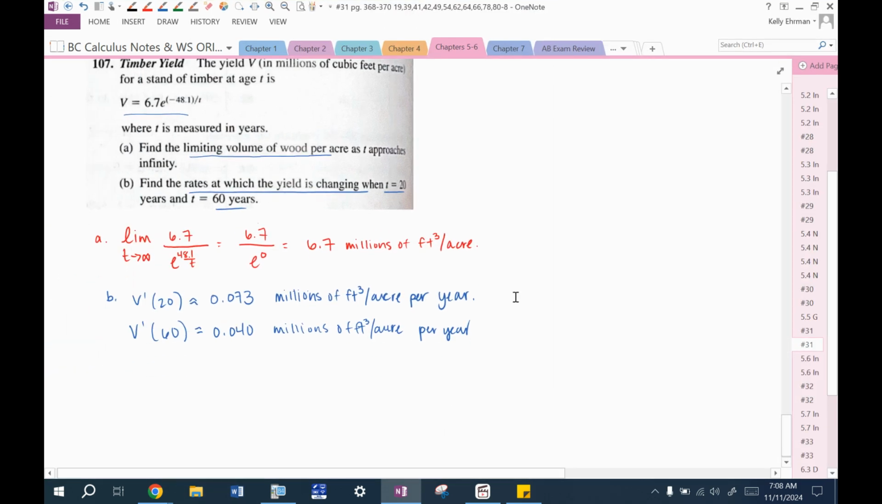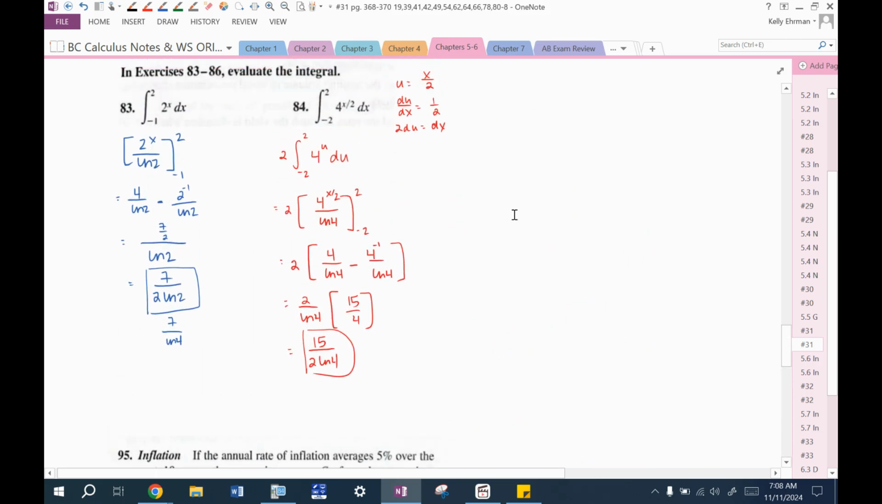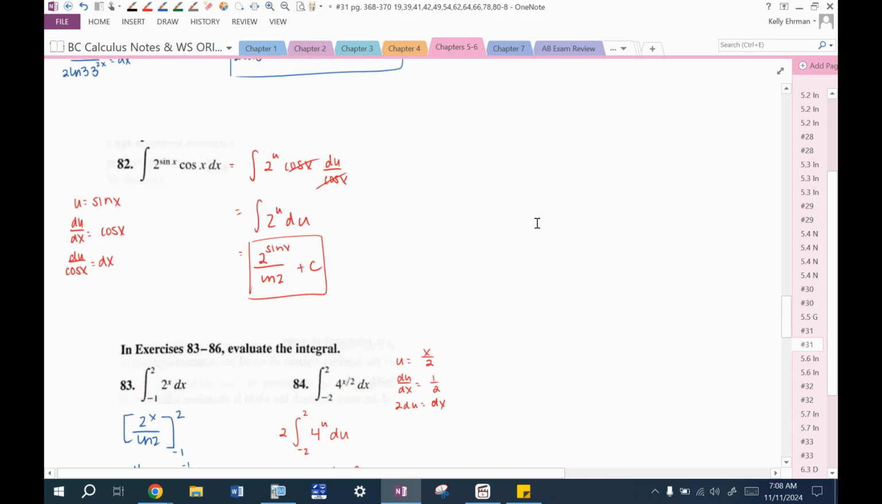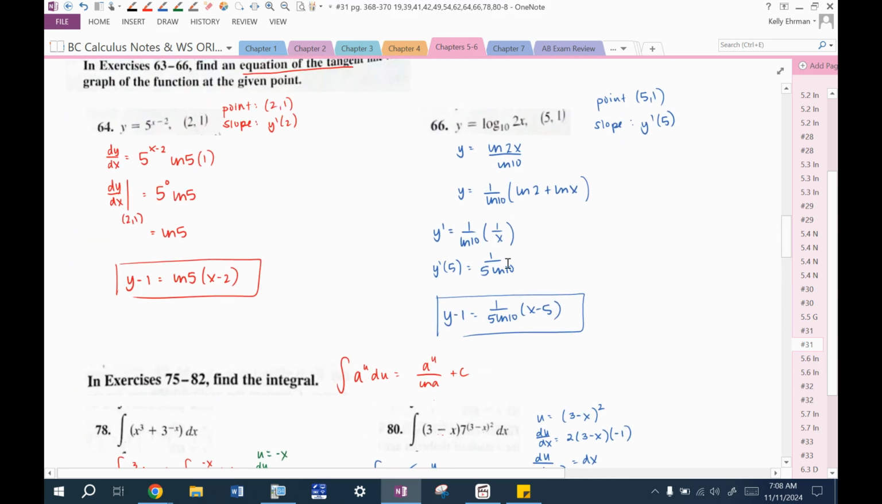All right. On our short quiz tomorrow, lots of integrals and derivatives like you just saw here. So if you have questions on any of these, please plan on coming into office hours in the morning. All right, that's it.